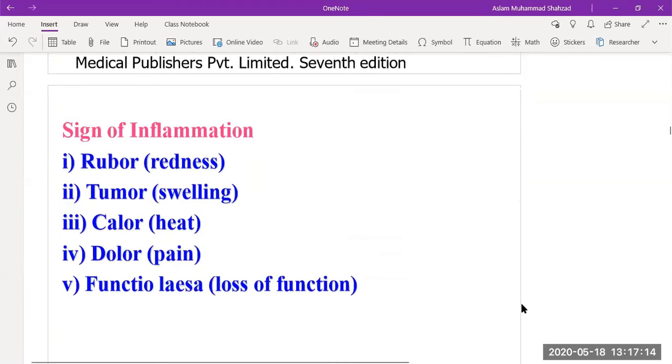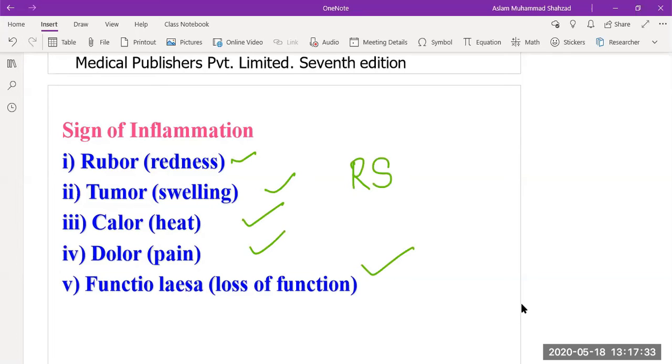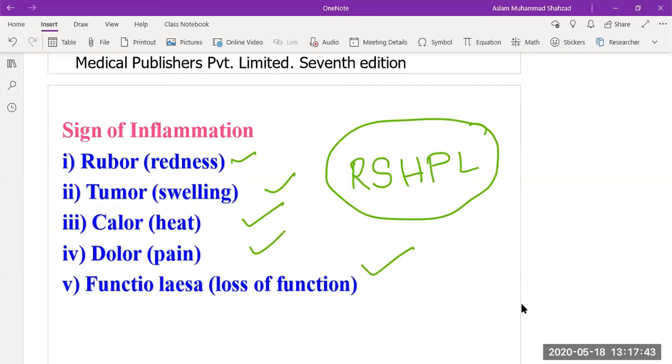Then what are the signs of inflammation? There are five main signs of inflammation expressed as redness, swelling, heat, pain, and loss of function. And how can you memorize them? By taking the capital letter R for redness, S for swelling, H for heat, P for pain, and L for loss of function. So you can make this abbreviation and make the keywords for your own comfort.